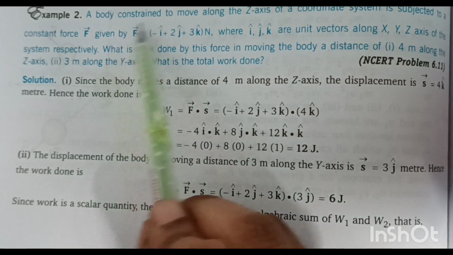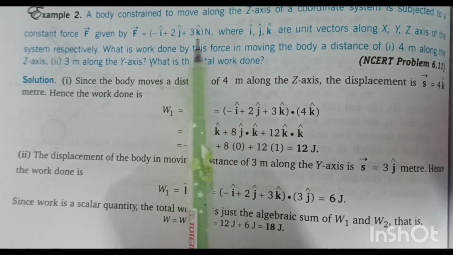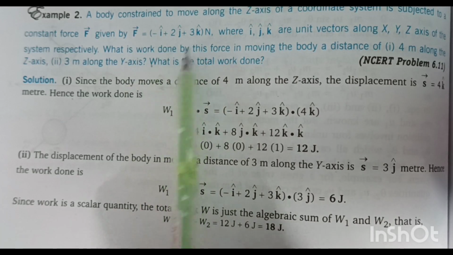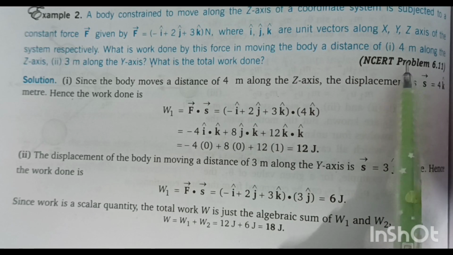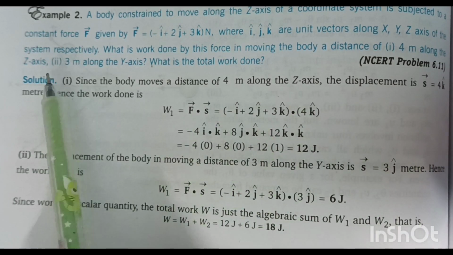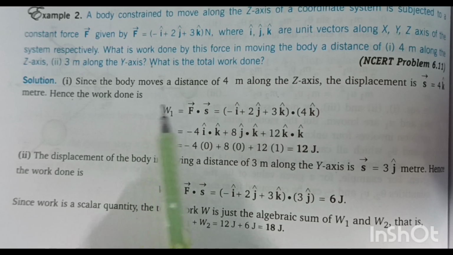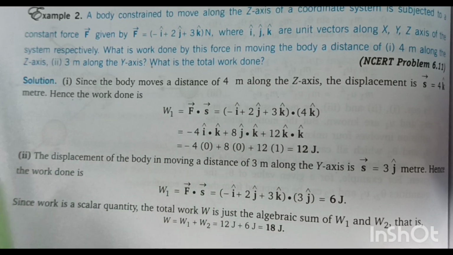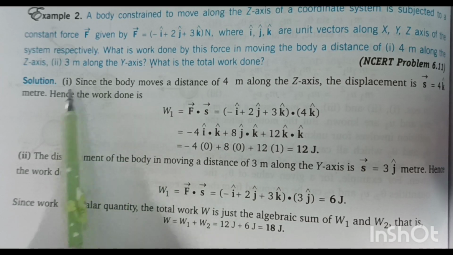So this is the force, minus i cap plus 2 j cap plus 3 k cap Newton. This is the force equation. And the first question is, we are moving the object 4 meter along the z-axis. So what is the displacement vector? It is 4 k cap because it is the z-axis. The second question is 3 meter along the y-axis, so it will be 3 j cap.